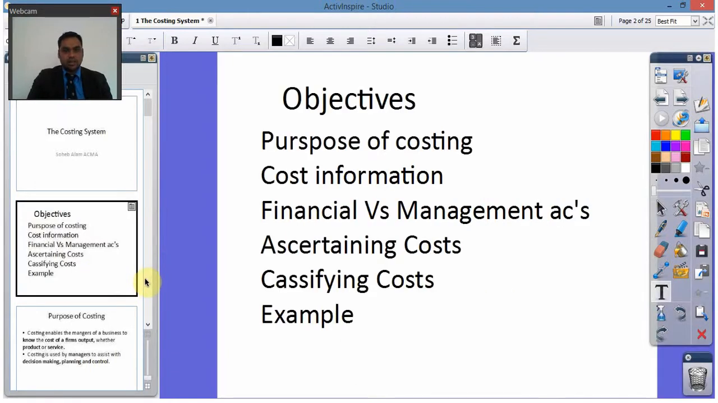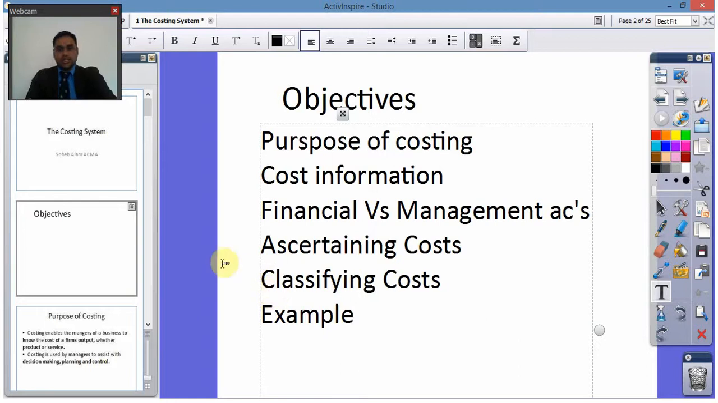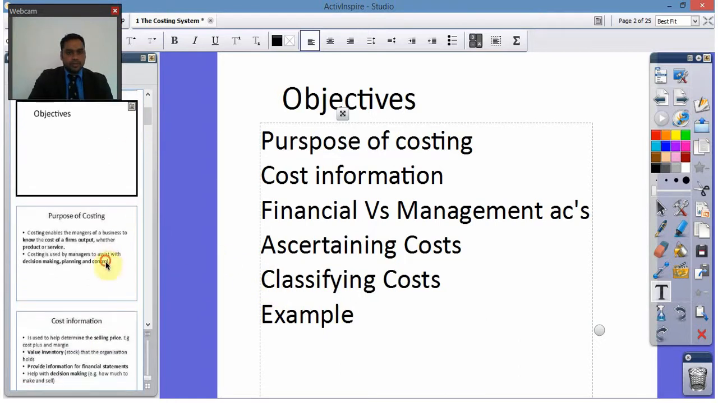We're going to look at the purpose of costing. We're going to look at some cost information. We're going to look at financial versus management accounts. We're going to look at ascertaining some costs. We're going to look at classifying costs, that should say. And then we're going to have a look at a comprehensive example.